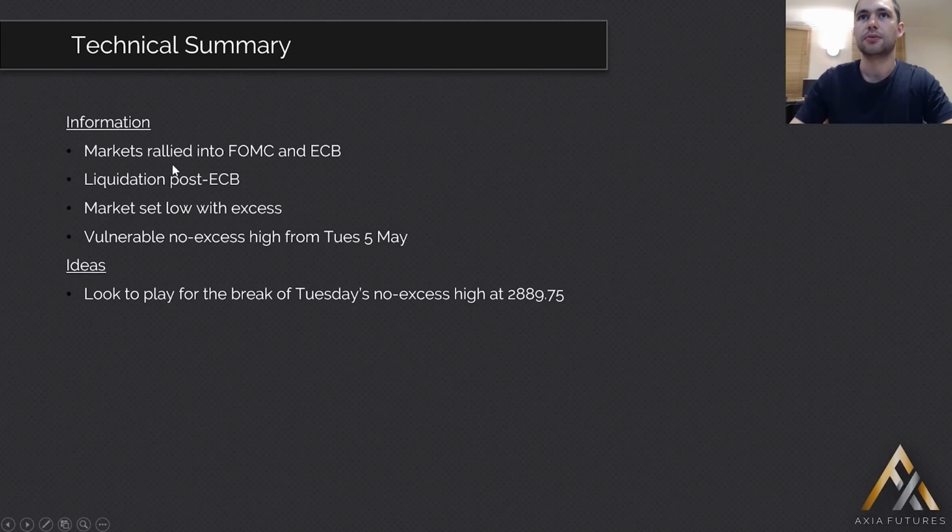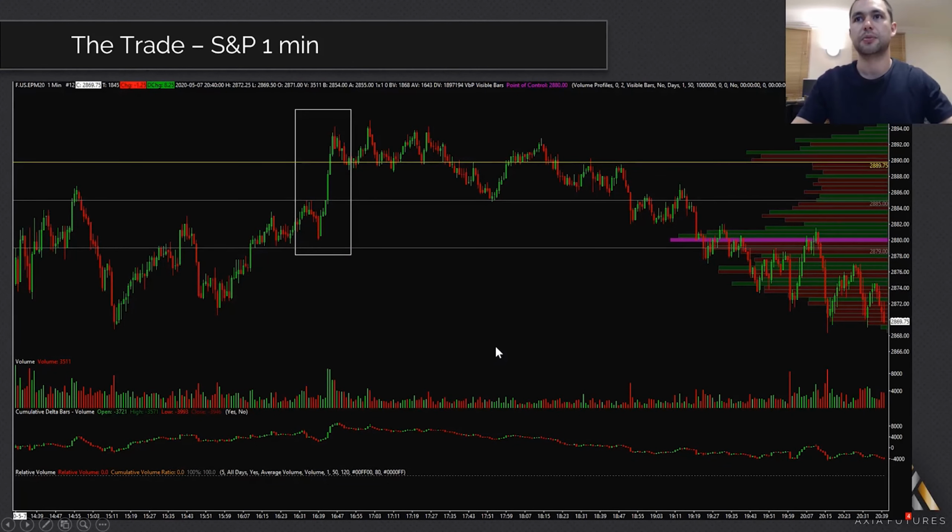So just summing up what we've talked about so far in the setup: the market rallied into FOMC and ECB. There was a liquidation post ECB. Market set a low with some excess, and during its trading had left a vulnerable no excess high from Tuesday the 5th of May. And so the idea we're looking at now is to play for a break of this no excess high at 89 3/4.